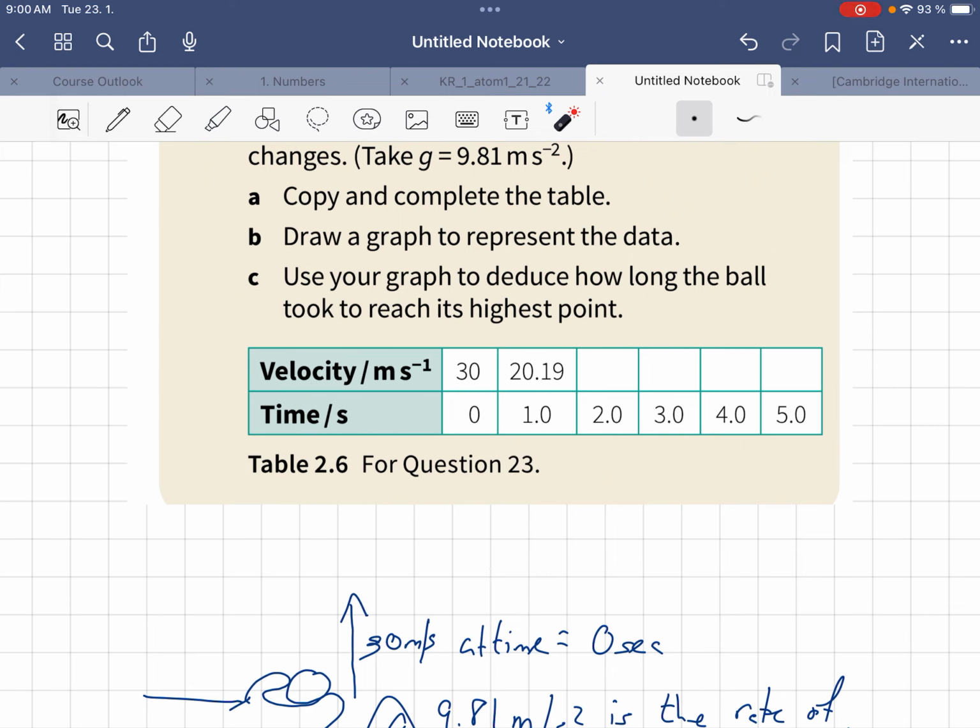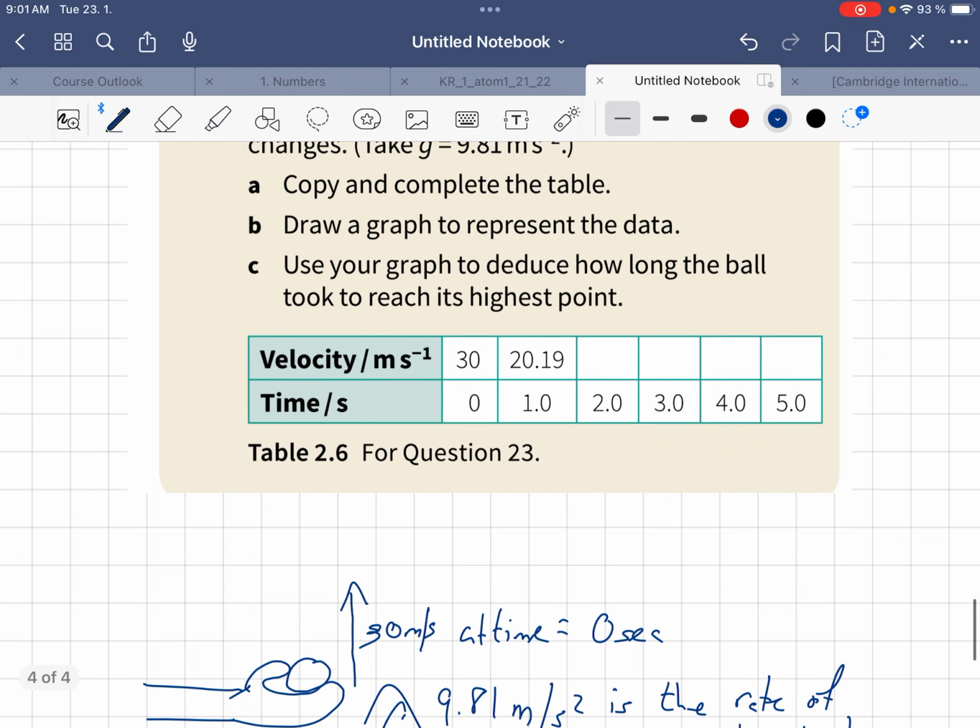So we can try here. After 2 seconds, let's take 20.19. It's going to be 20.19 minus 9.81. If we put it on our calculator, that's going to be 10.38 meters per second. And then in the next one, we can again write 10.38 minus 9.81, and that's going to give us 0.57. So now notice, we're already at 0.57.